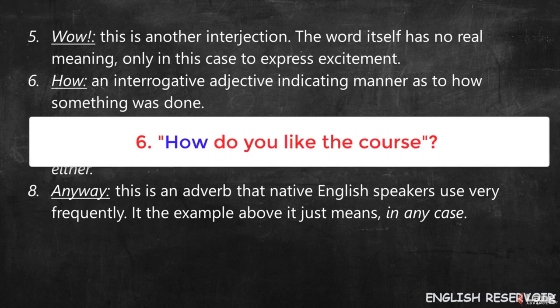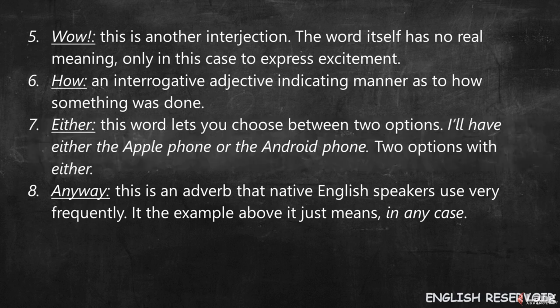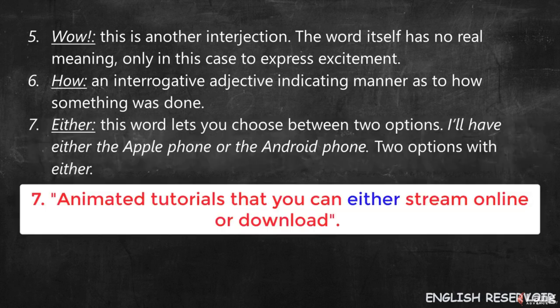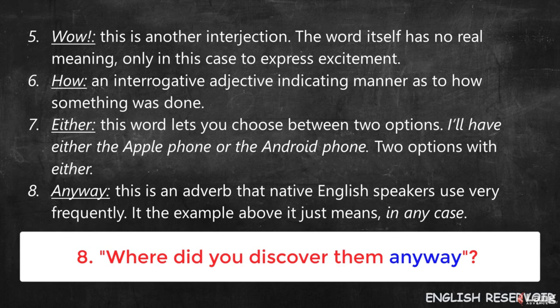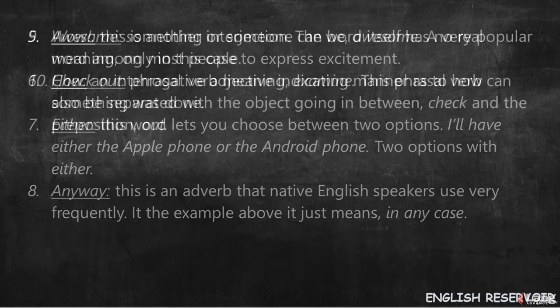6. How. An interrogative adjective indicating manner as to how something was done. 7. Either. This word lets you choose between two options. I'll have either the Apple phone or the Android phone. Two options with either. 8. Anyway. This is an adverb that native English speakers use very frequently. In the example above, it just means in any case.